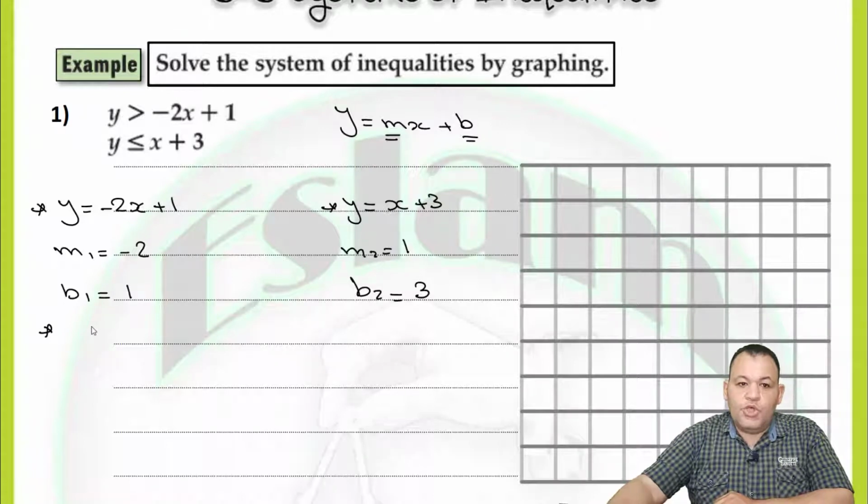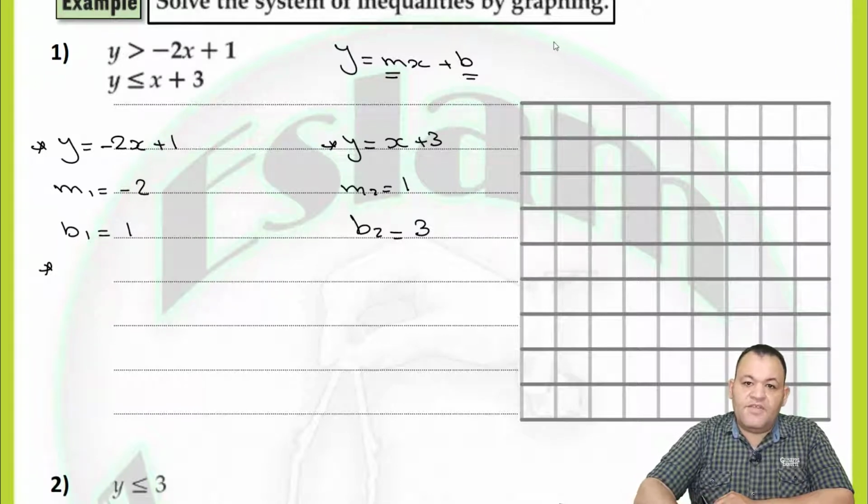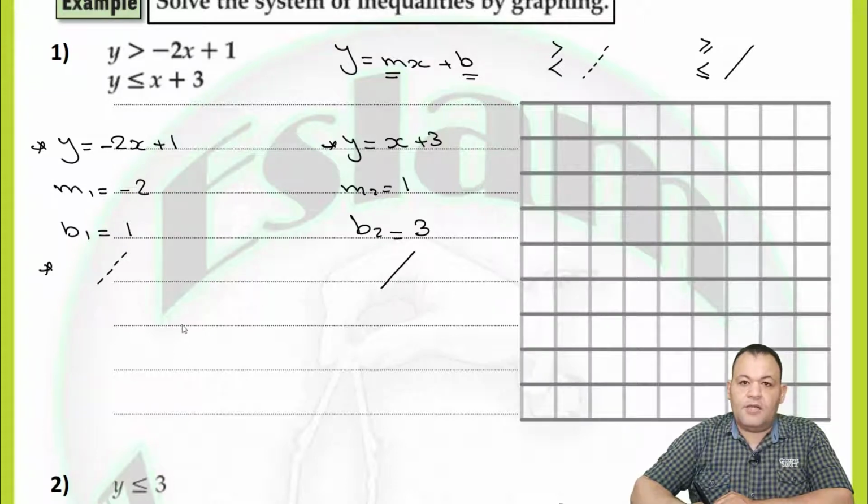Step number 2: you need to check if the line will be a solid line or a dashed line. How do we know that? If the sign is greater than or less than, then we have a dotted line. But if the sign is greater than or equal, or less than or equal, we have a solid line. So the first one is a dotted line because it's greater than only, but the second one will be a solid line.